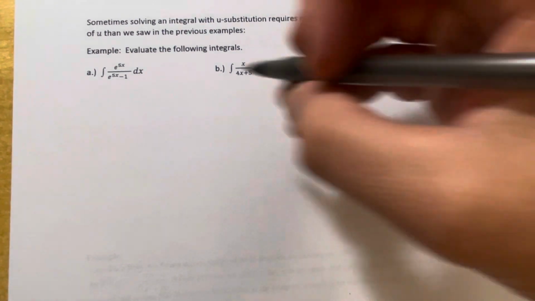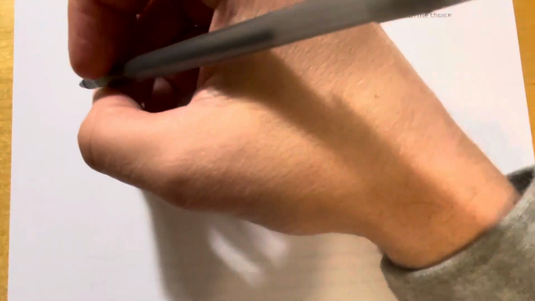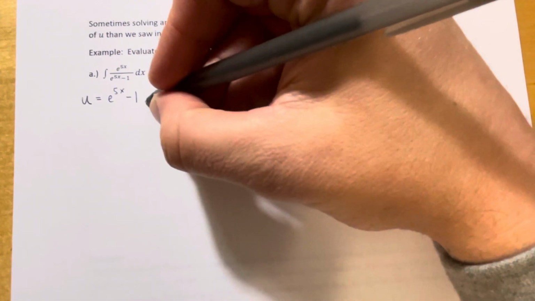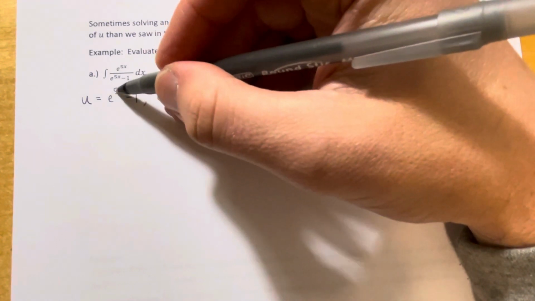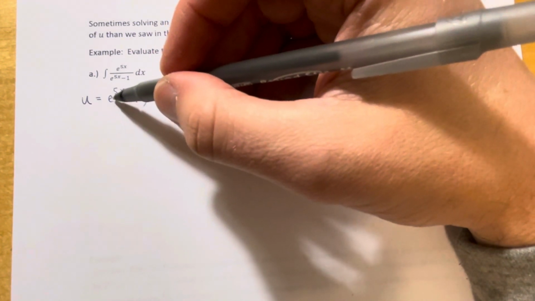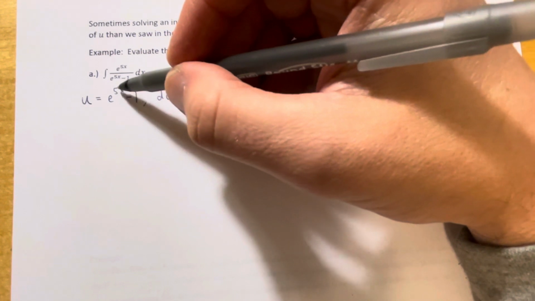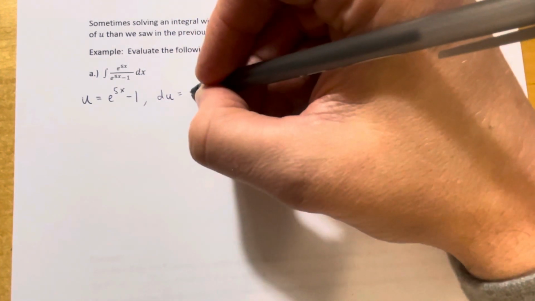In fact, what I'm going to do is take my entire denominator and set that equal to u. We've seen this before. This has been helpful before. e to the 5x minus 1. If that's the case, what is du equal to? Well, from the chain rule, e to the 5x, this is a composite function. I multiply by the derivative of that exponent, which is just 5.